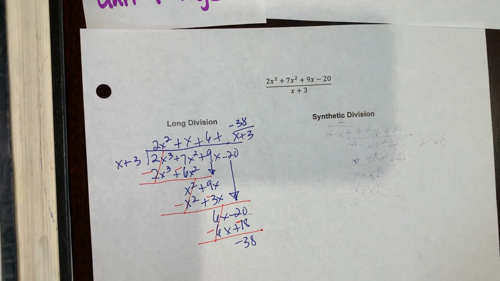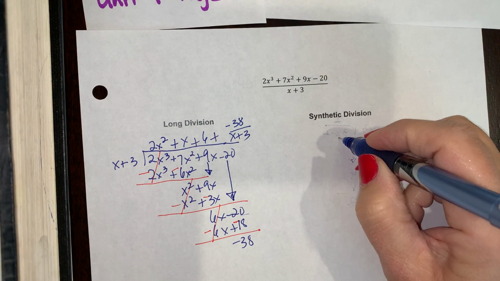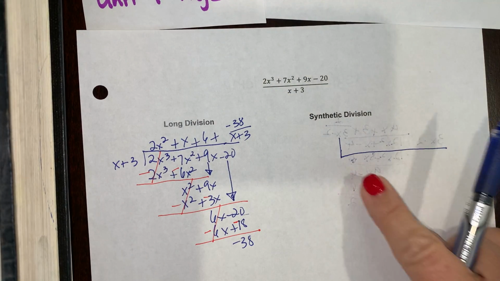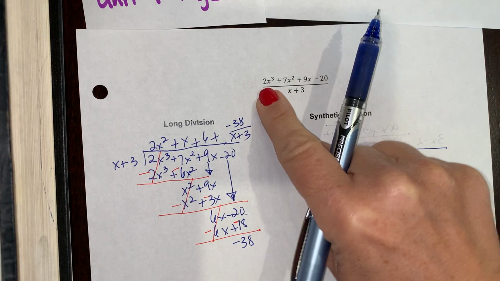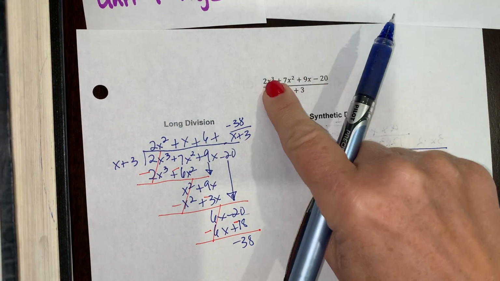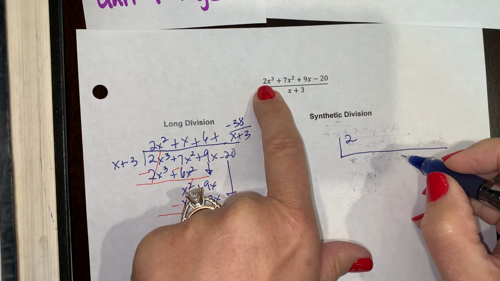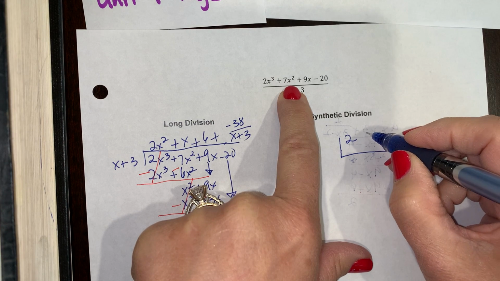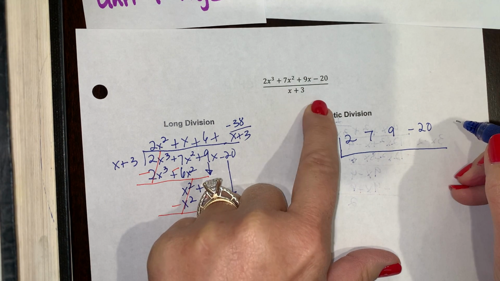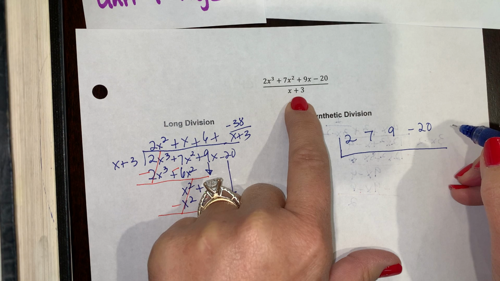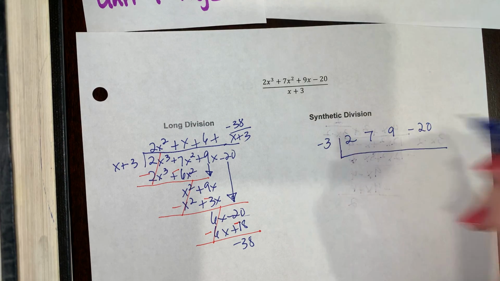Okay. So then synthetic division is really, really fast. So you're going to make an upside down division. And all you need is the leading coefficients of your, I never can remember, divisor, dividend, whatever the top is. Okay, so in front of x to the third is a 2, so I'm going to write down a 2. In front of 7x squared is a 7, and then a 9, and then a negative 20. Okay, then you look at your denominator. So it's x plus 3, and what's actually going to go on the outside is a negative 3.